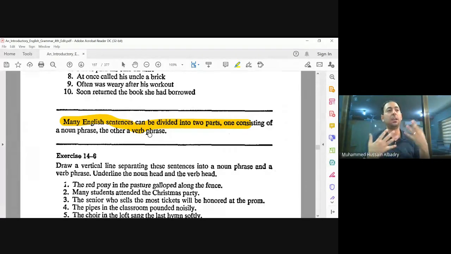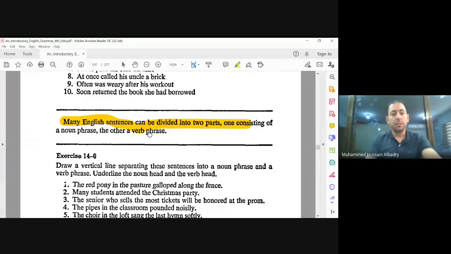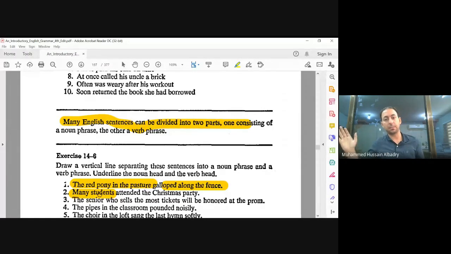أنا حتى راح أسهل لك شلون نسوي جمل. Okay? مثلا نعطيك هنا examples. The red pony in the pasture galloped along the fence. You see, this is noun phrase and this is verb تكملة مالته verb phrase. You see, many students noun phrase attended the Christmas party is what is verb phrase.